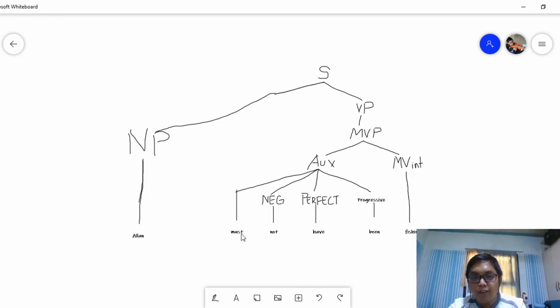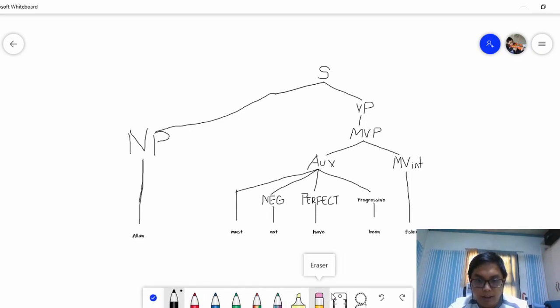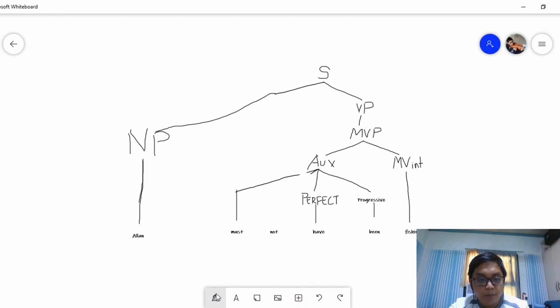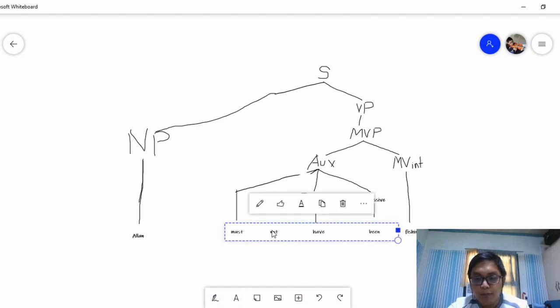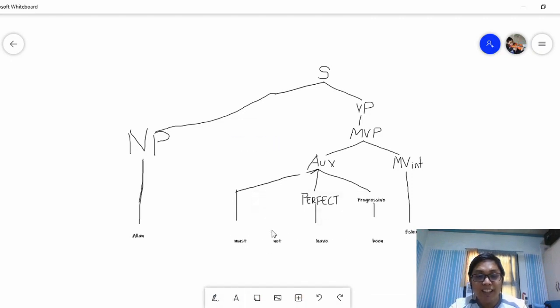If you just need to transform it back to its positive counterpart, things are a bit easy now. We just need to remove this constituent, transforming it to Alan must have been fishing. So, positive. Let's remove this one. So let's just remove this one.